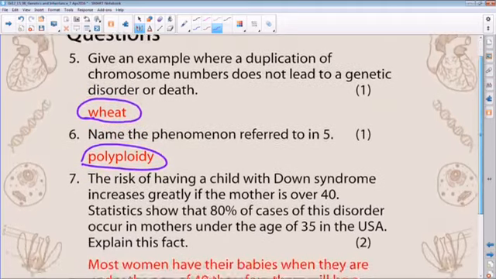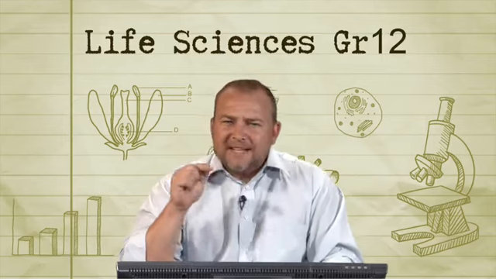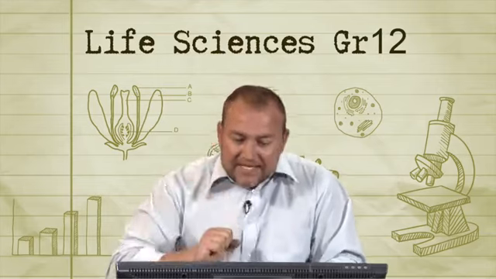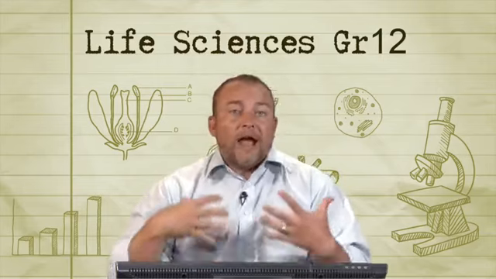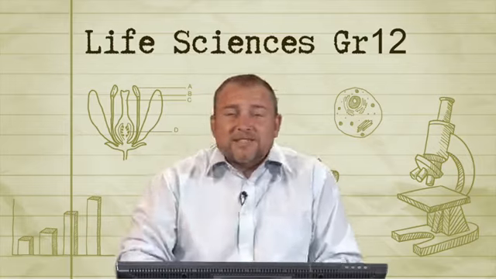And then lastly, it says there that you have a higher risk, and you've got to understand this carefully, you have a higher risk of getting Down syndrome if you're over 40. But it's saying that 80% or more of Down syndrome kids come from people under 35. Why do you think that is? Okay, think about it a little bit. Well, it's very, very simple.